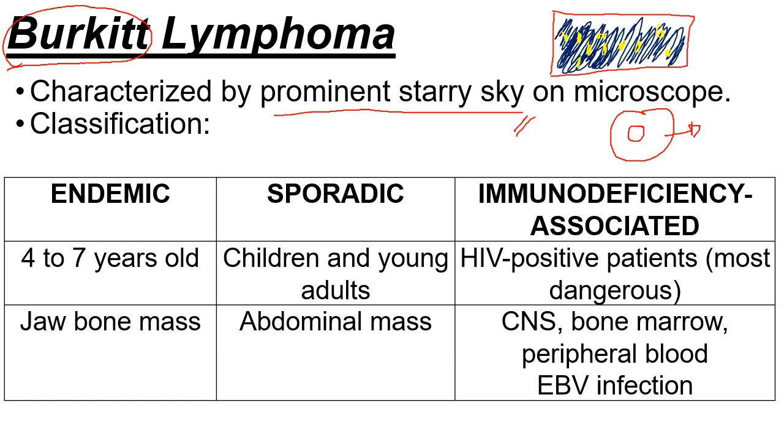Anyway, proceed tayo with the classification of your Burkitt's. We have 3 types. We have endemic, sporadic, and immunodeficiency associated. Sa endemic, pambata yan, no? 4 to 7 years old. So, akala kasi nila, no, nakakahawa yung sickness nito. Kasi halos lahat, no, bata yung primary patients. And the primary manifestation is jawbone mass or mandibular mass.